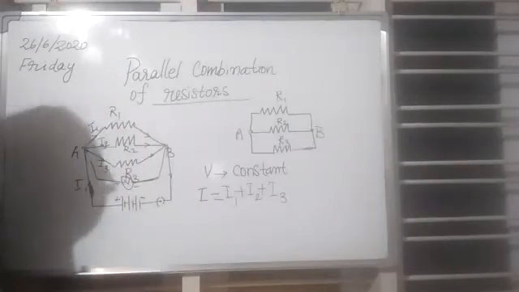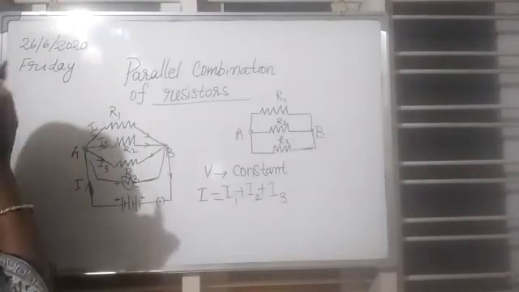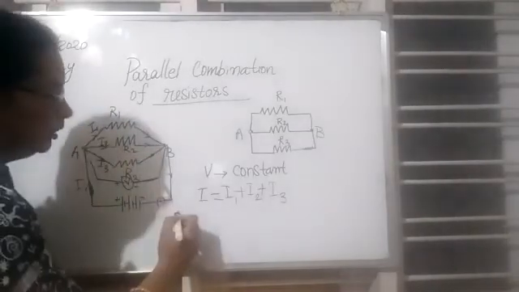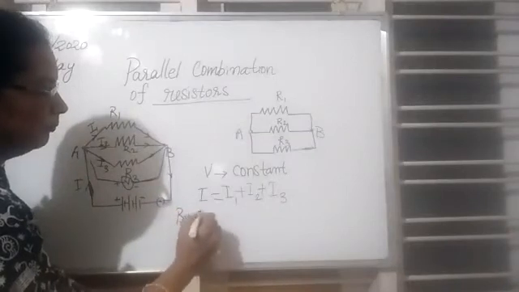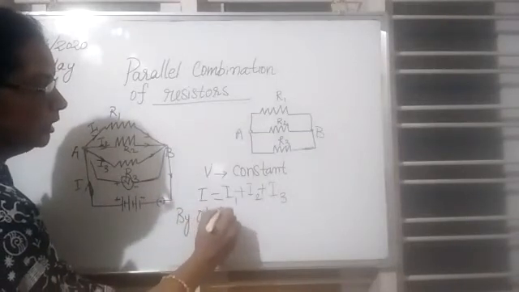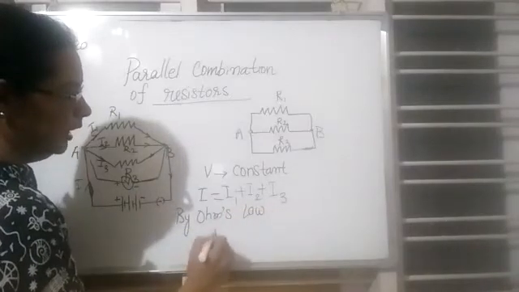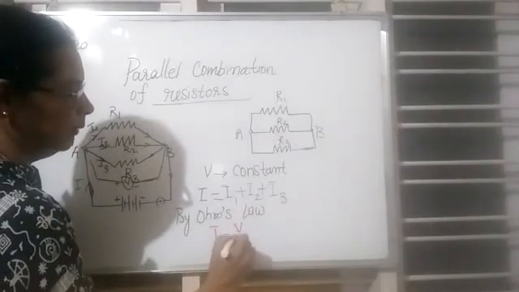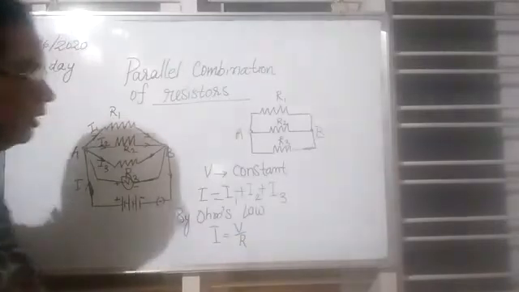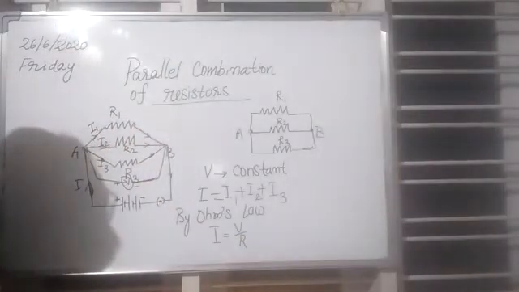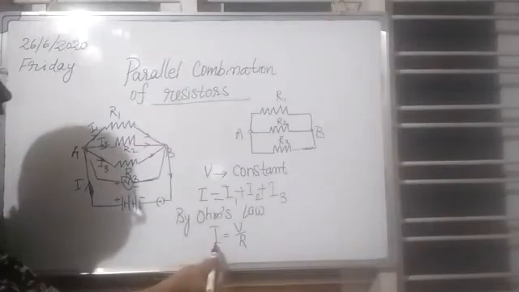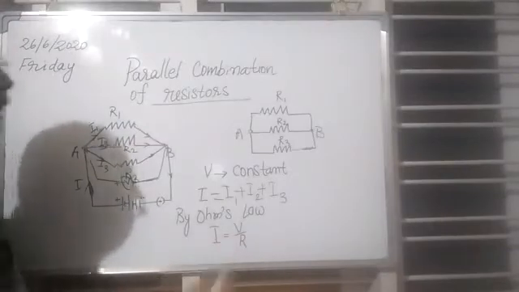Now we know Ohm's law. You can use Ohm's law here. By Ohm's law, I is equal to V by R. You learned it, V is equal to IR, isn't it? So I is equal to V by R.